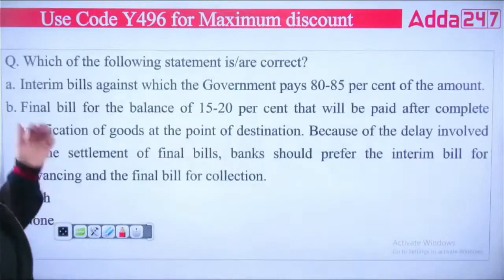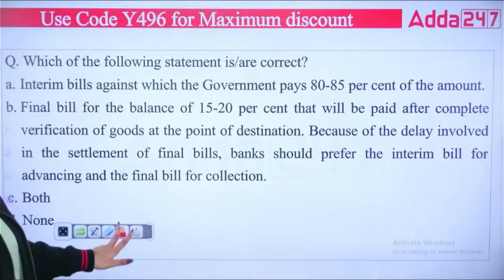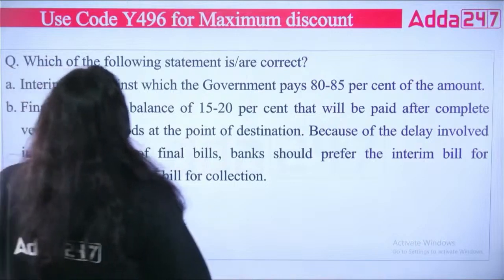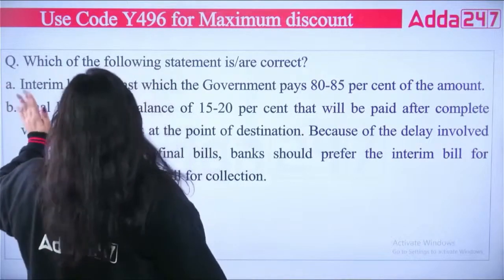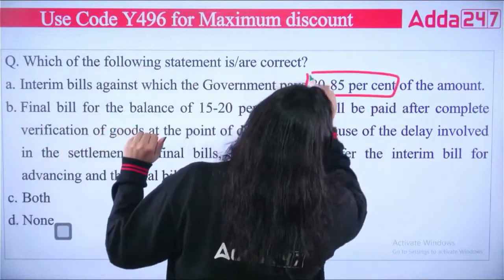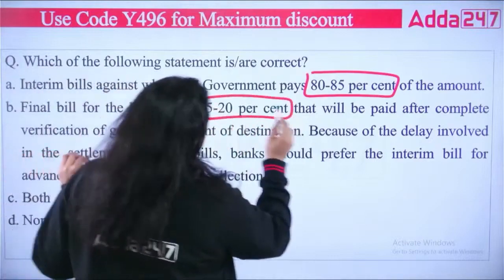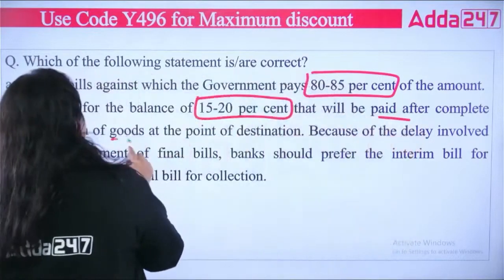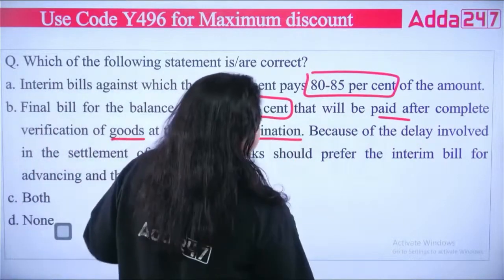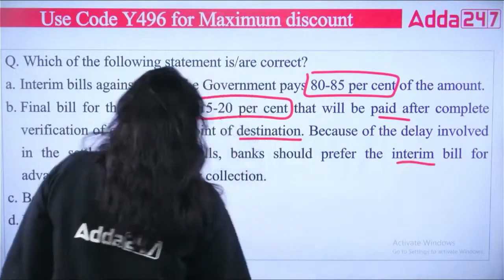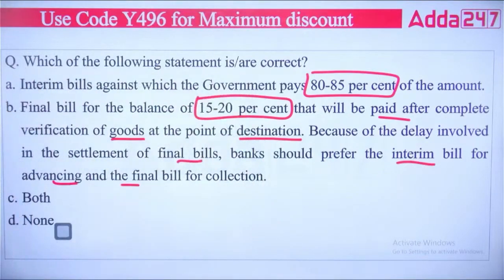So, next question we have, which of the following statements is correct? First is saying interim bills against which the government pays 80 to 85% of the amount. Second is saying final bill for the balance of 15 to 20% will be paid after complete verification of goods at the point of destination. Because of the delay involved in the settlement of final bills, bank should prefer the interim bill for advancing, the final bill for collection. So, I can say both the statements are true. None of them is incorrect.